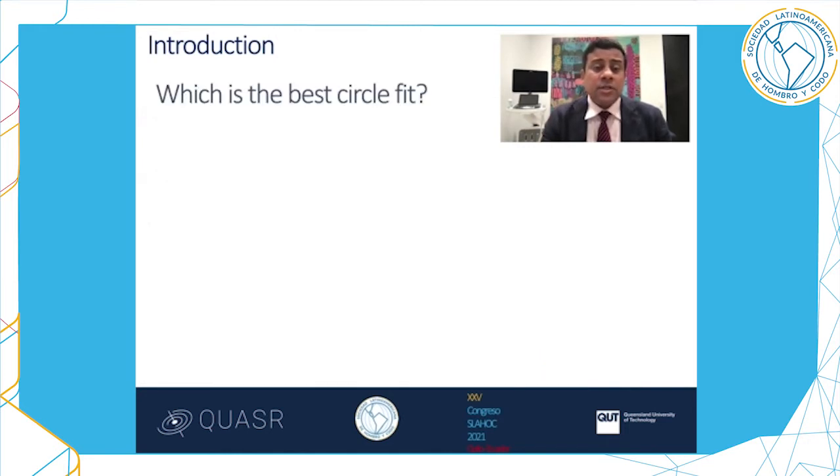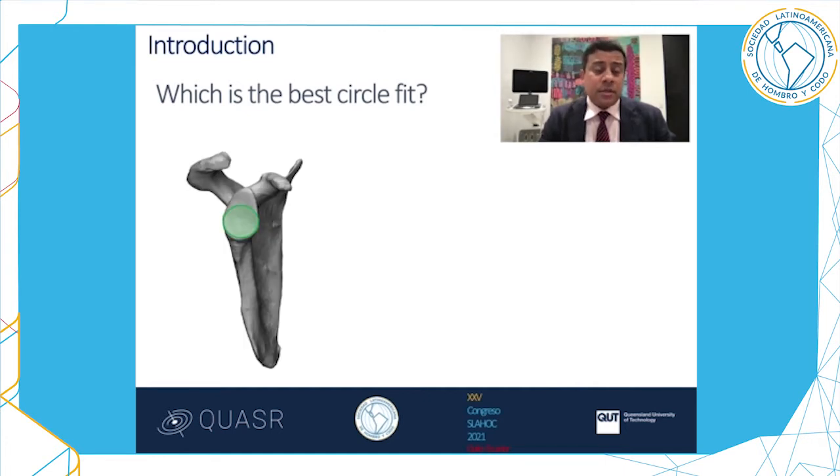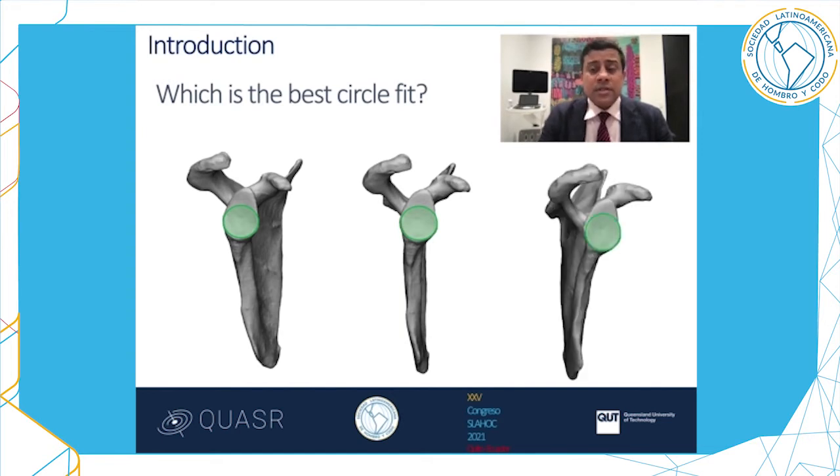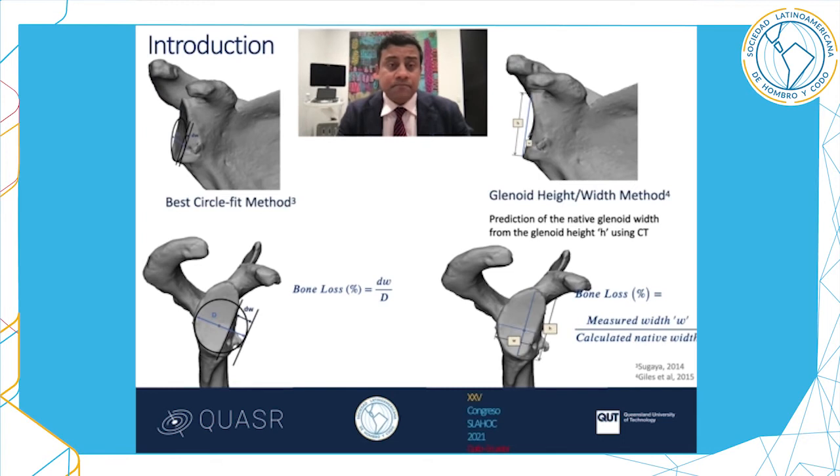The second question which beckons is, which is the best circle fit? Is this the best circle fit? Or is this the best circle fit? The diameters of all the three circles are totally different. Thereby, the percentage bone loss which we'll calculate by this is totally different. And as there are different projections of the CT scan or the 3D model which have been used to devise these circles, the measurements will vary.